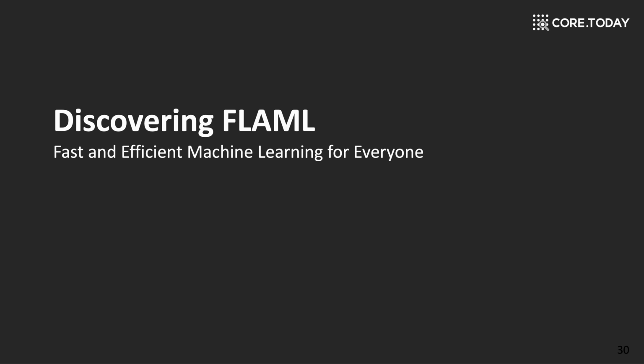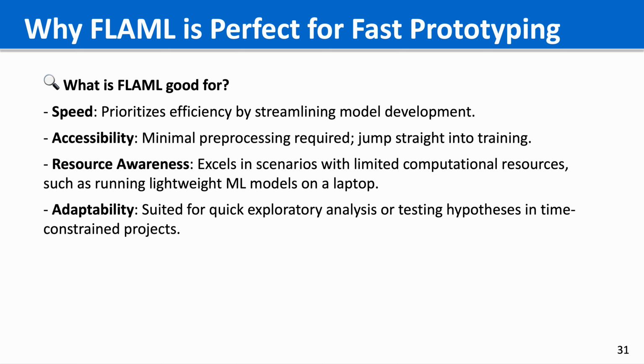Now let's zoom in on a tool designed for speed: FLAML. This chapter explores how FLAML can help you achieve competitive results even in resource-constrained environments. We're talking about quick experimentation without sacrificing accuracy. Its use of advanced optimization algorithms and focus on simplicity makes it ideal for projects where time and computational power are limited. FLAML stands out because it allows you to optimize for speed without compromising much on model performance.